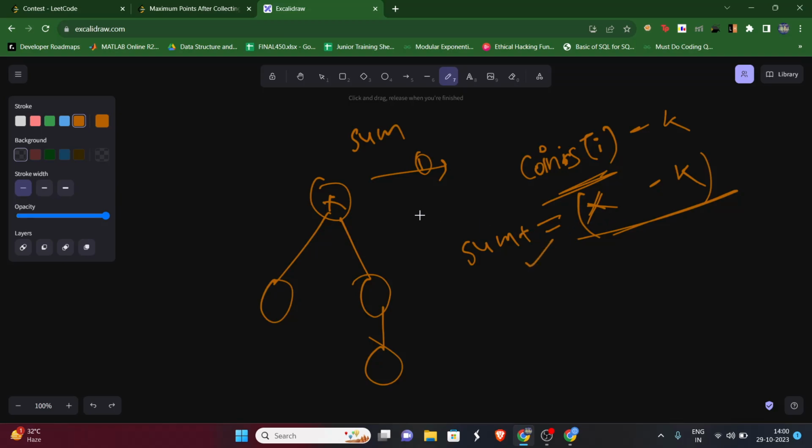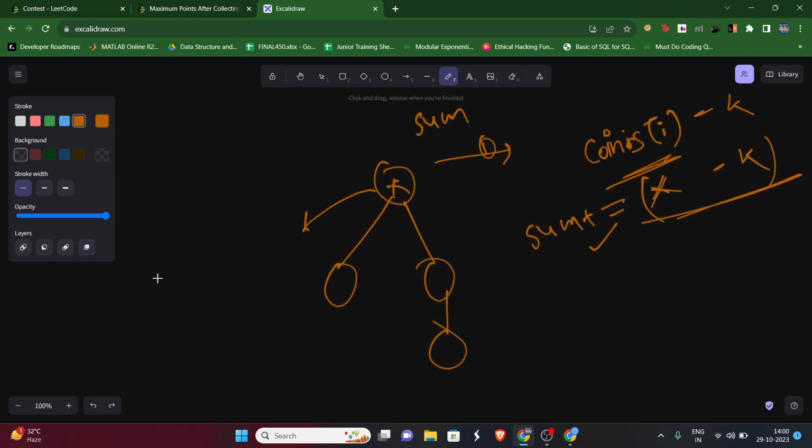Okay, that's one way. Else what we can do is we can collect x by 2 coins, that is, sum will become sum plus x by 2, and all the coins below, let's say here it was something like 2n, y or m, then this coin will become n, this coin will become y by 2, and this will become m by 2. Okay, and we will always take the floor value, not the ceil value.